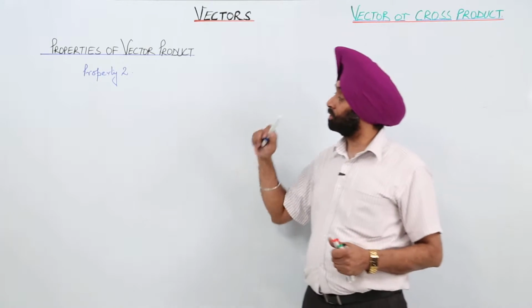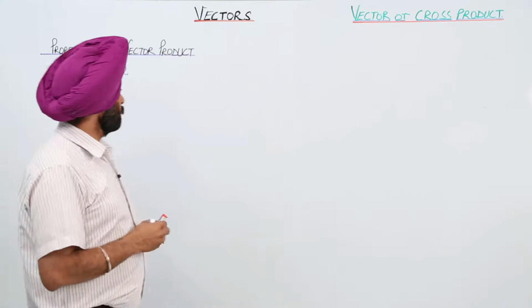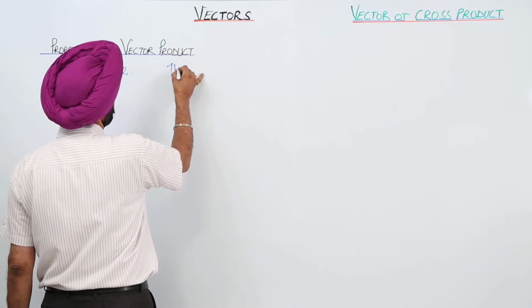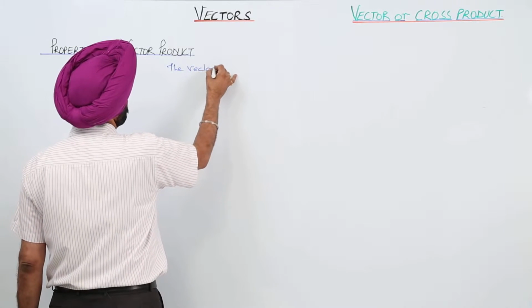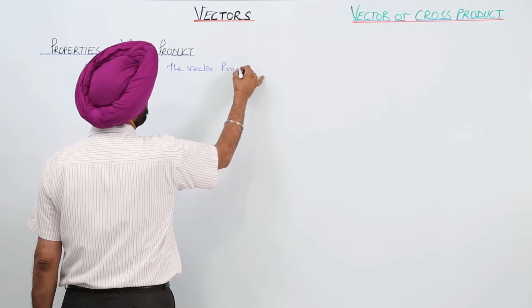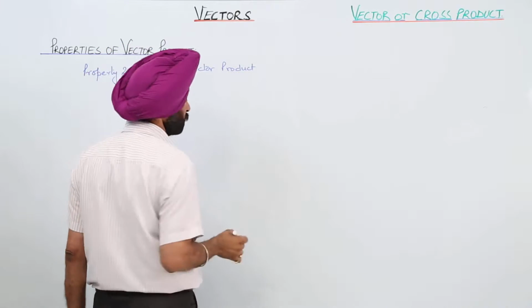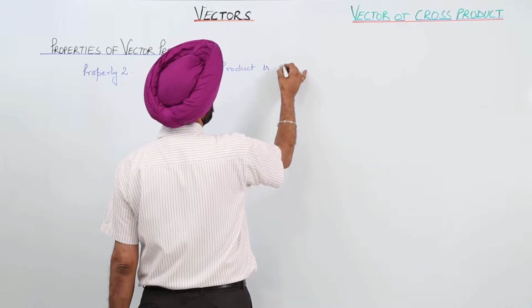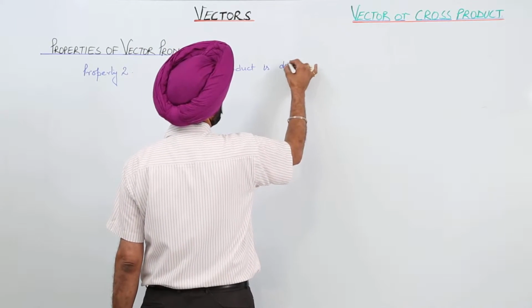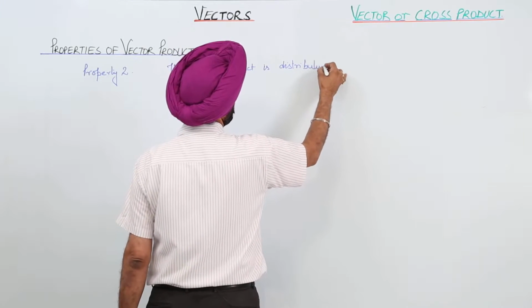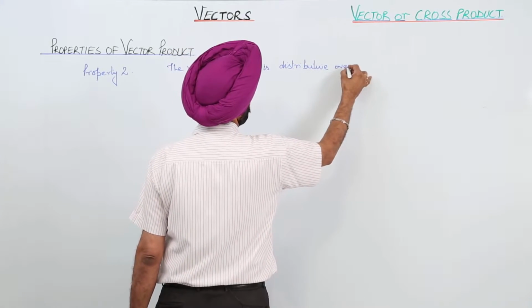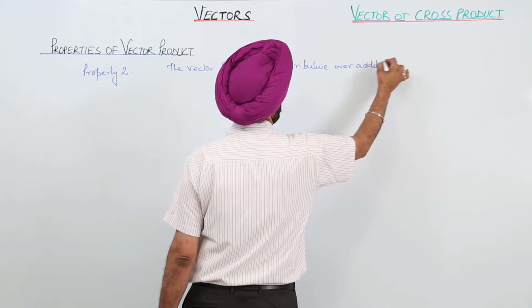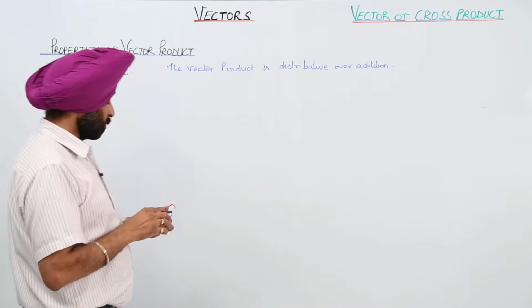Property 2 for the vector cross product. Now property 2 states that the vector product, or you can write it vector cross product, is distributive over addition. The vector product is distributive over addition.